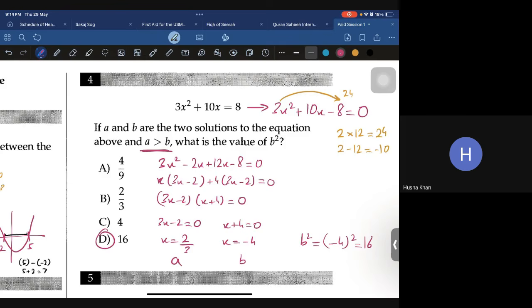Subhan, the reason it's not A is that they've said that A is greater than B. That means that 2 upon 3 should be A and minus 4 should be B. And then we need to find the square of B. Does that make sense? That's fine. I also made the same mistake. It's perfectly okay. But just be careful because इस तरह के silly mistakes से marks जाते हैं.